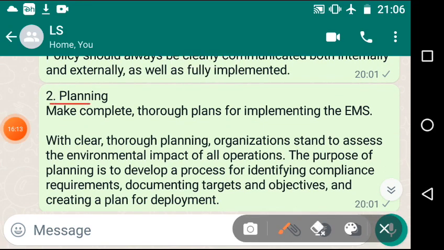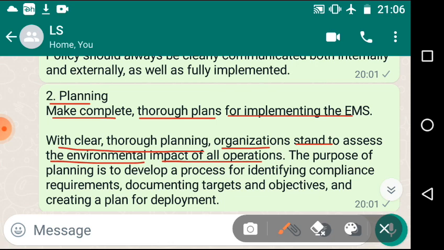Now, policy should always be clearly communicated both internally and externally and fully implemented. The policy that is set up by the EMS should be fully implemented. It should be clearly communicated internally and externally to the company. Okay.